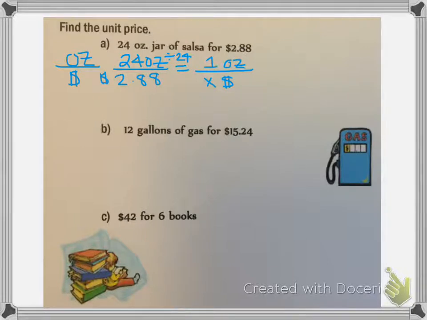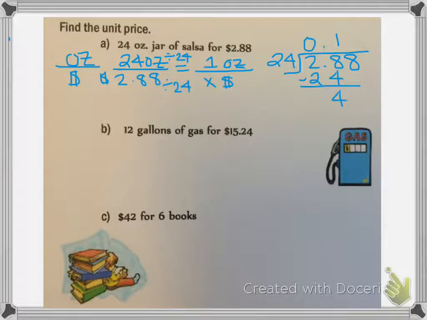Now we have to divide the denominator by 24. So we want to come off to the side over here and say $2.88 divided by 24. 24 cannot go into 2, so we like to put our 0 to hold our place value. Bring your decimal straight up because we are dividing by a whole number. And then 24 goes into 28 one time. 1 times 24 is 24. 28 minus 24 is 4. And we want to bring down our 8.